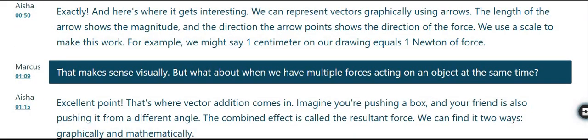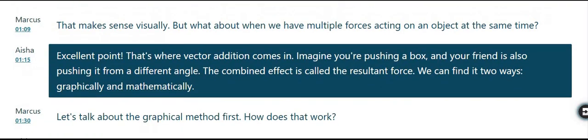That makes sense visually. But what about when we have multiple forces acting on an object at the same time? Excellent point. That's where vector addition comes in. Imagine you're pushing a box, and your friend is also pushing it from a different angle. The combined effect is called the resultant force. We can find it 2 ways, graphically and mathematically.